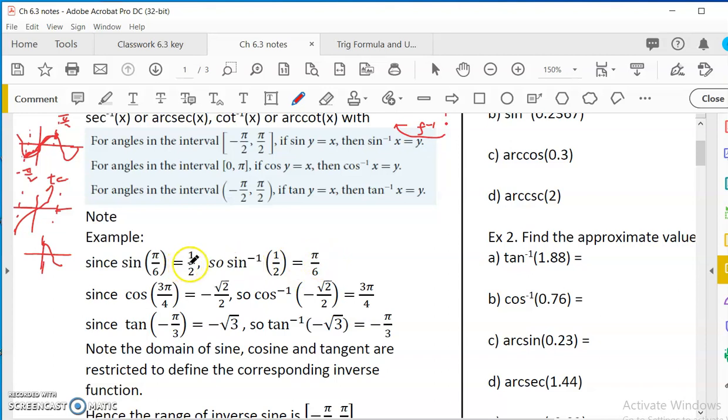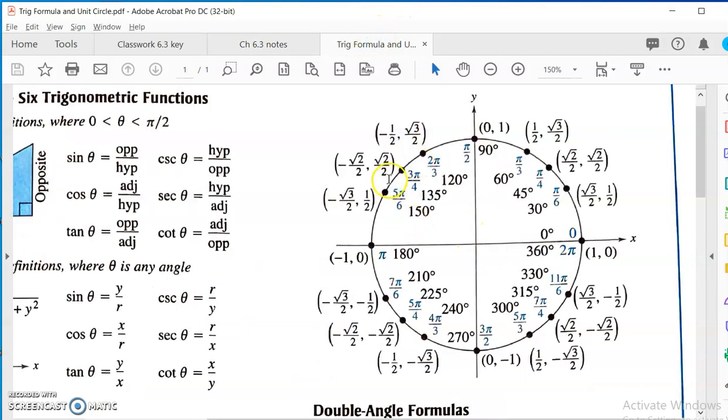So the inverse takes the output to the input. The answer to the inverse function is an angle. Cosine 3 pi over 4 is negative root 2 over 2. So let's look at cosine 3 pi over 4. 3 pi over 4 is over here. Cosine is the x value, which is negative root 2 over 2, right?